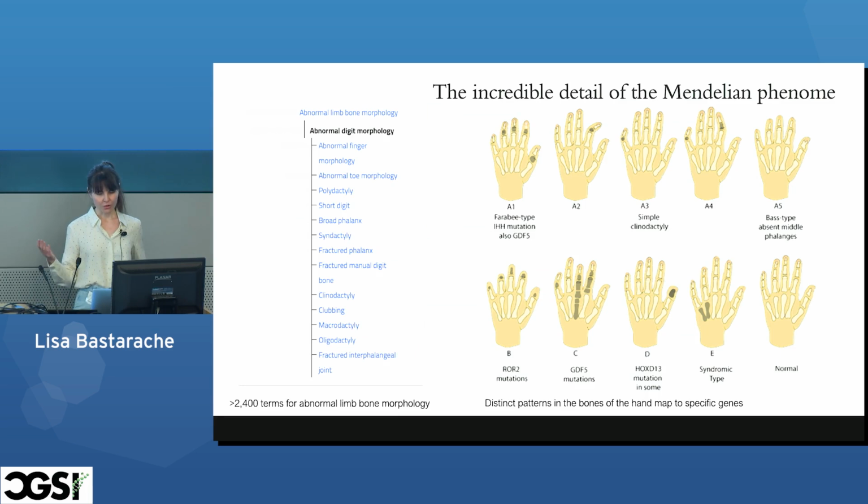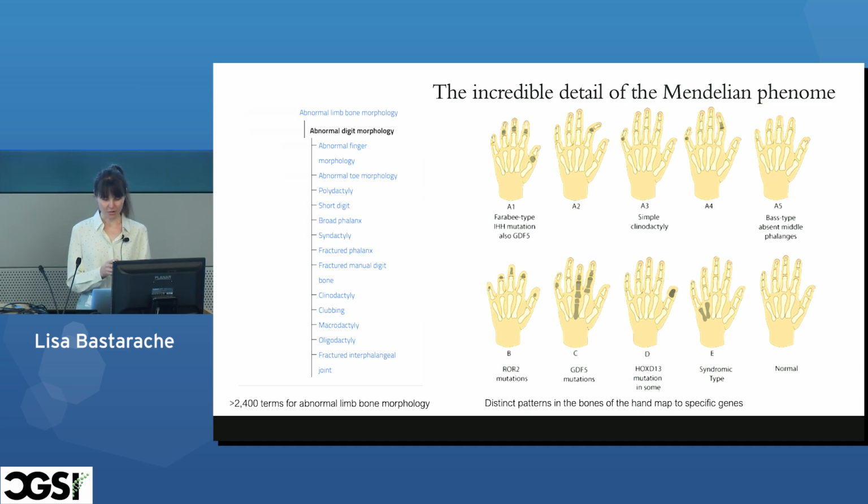And just to give you a further idea of how incredibly detailed the observations are that medical geneticists make, I want to note that in the Human Phenotype Ontology, this ontology that was designed for medical geneticists, there's over 2,400 different distinct terms for abnormal limb bone morphology. So that's your hands, feet, arms and legs. Basically, every bone in your body can either be short or long or too brittle or too hard or abnormally shaped in many, many different ways.